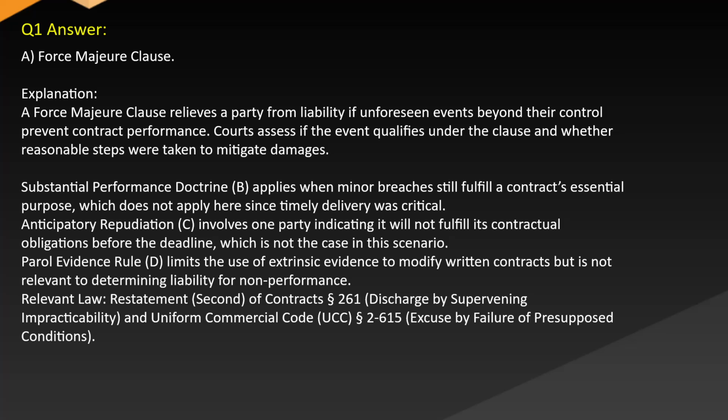Substantial performance doctrine B applies when minor breaches still fulfill the contract's essential purpose, which does not apply here since timely delivery was critical. Anticipatory repudiation C involves one party indicating it will not fulfill its contractual obligations before the deadline, which is not the case in this scenario. Parol evidence rule D limits the use of extrinsic evidence to modify written contracts but is not relevant to determining liability for non-performance.